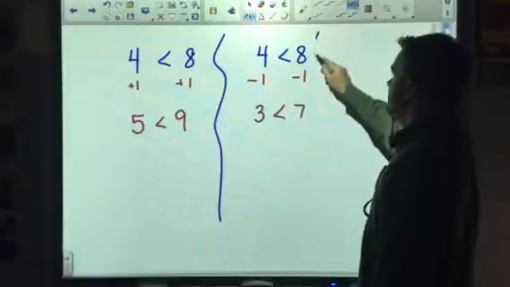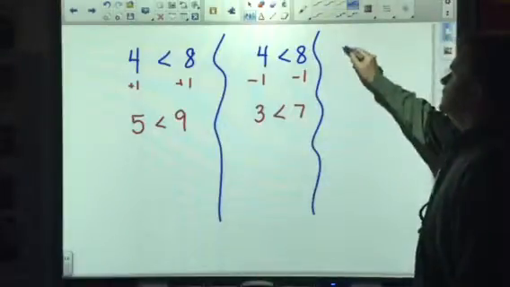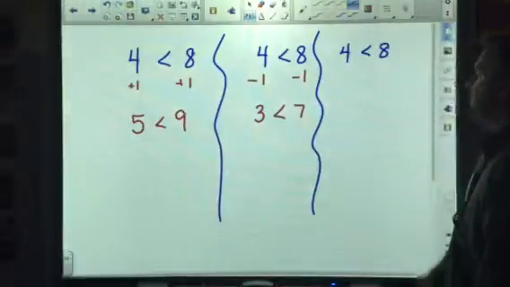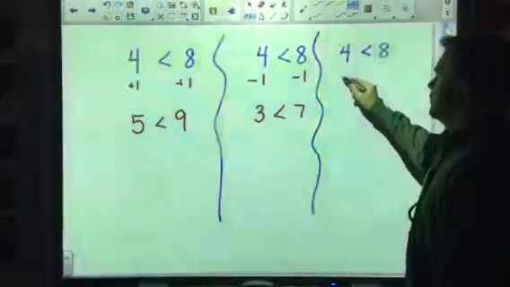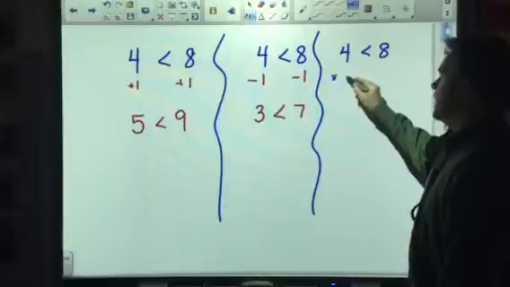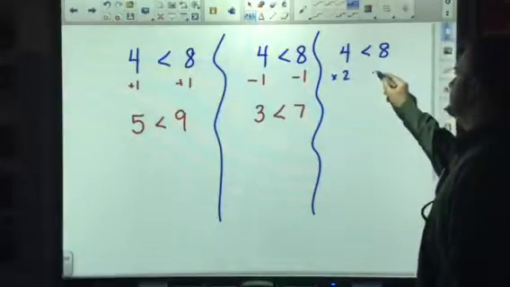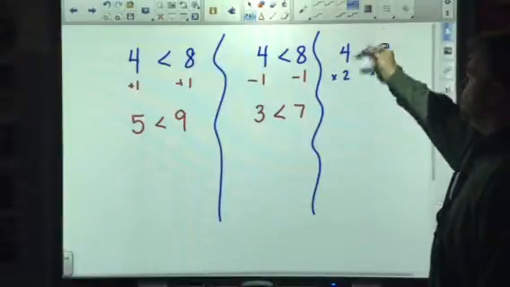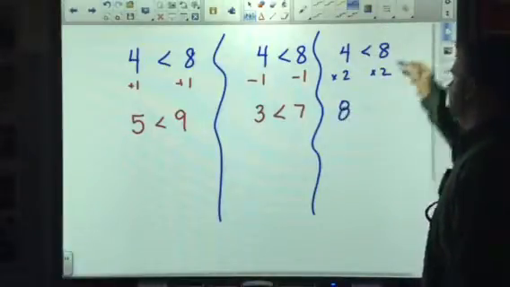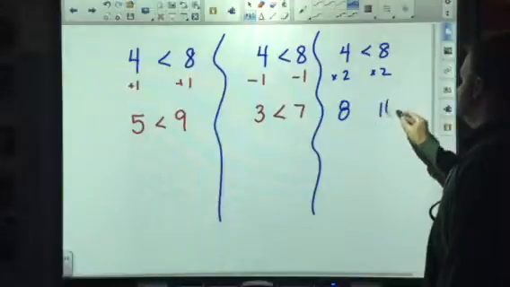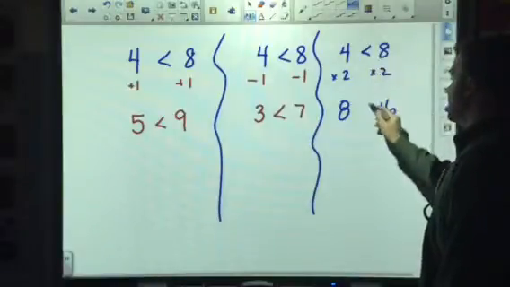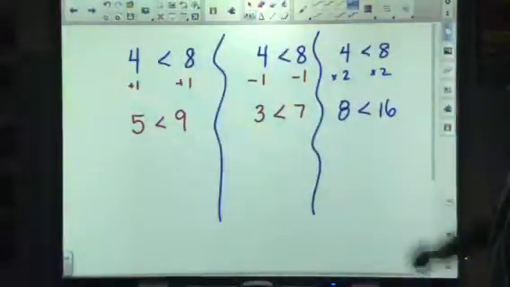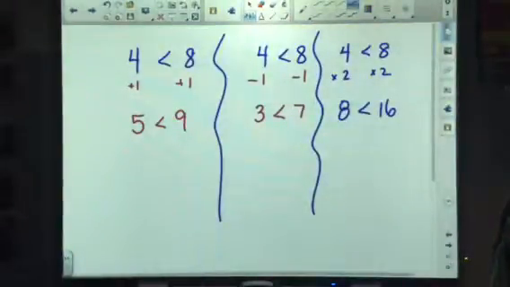Let's say 4 is less than 8. If I was to multiply, I'm going to multiply by 2. So 4 times 2 is 8, 8 times 2 is 16. And my inequality, I'm just going to copy it the way it was, just to check to see if it's a true statement. And yes, that is also still a true statement.